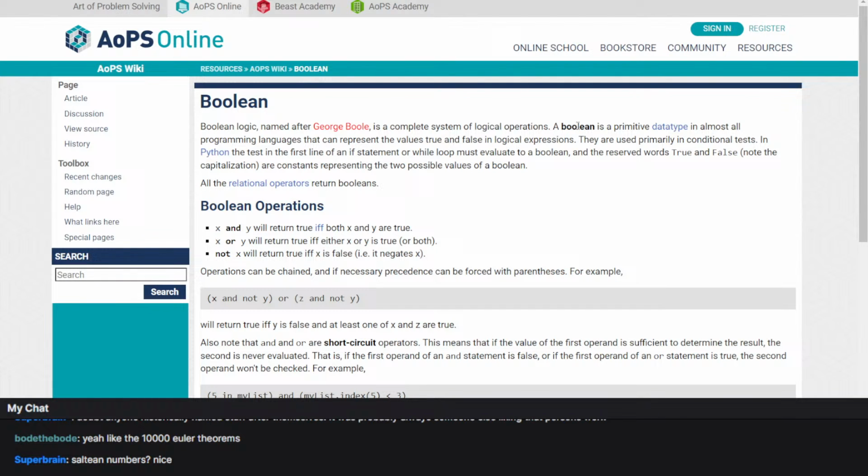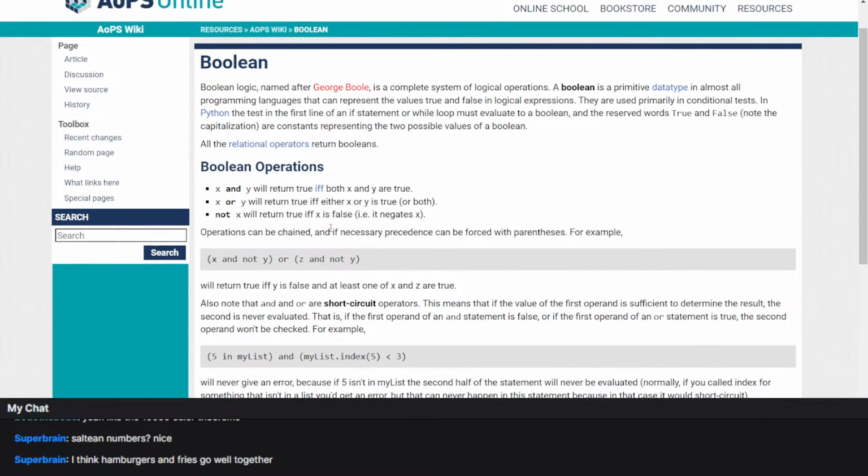A boolean is a primitive data type in almost all programming languages that can represent a value, true and false, in logical expressions. Yes. They're used primarily in conditional tests. In Python, the test in the first line of an if statement or while loop must evaluate to a boolean. Okay. The reserved words True and False, note the capitalization, are constants representing the two possible values of a boolean. Superbrain says I think hamburgers and fries go well together. Yes. All the relational operators return booleans.